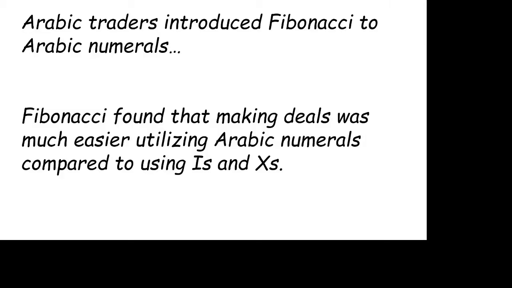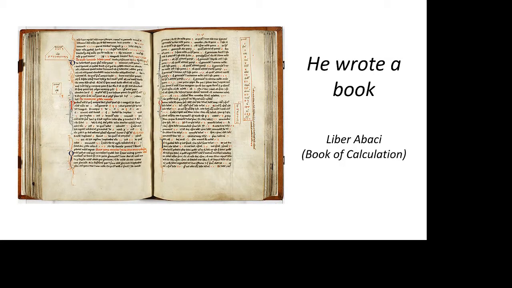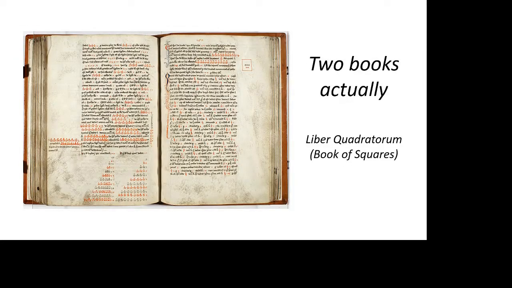So, Fibonacci found that buying spices was much easier using these Arabic numerals, which I should really call Hindu-Arabic numerals, because there was a massive argument a few years ago about the lack of recognition of the true origins of the numbers 1 through 9. So, what did the intrepid young Fibonacci do? Of course, he went and wrote a book. Books to be precise, though his first is more widely recognized.